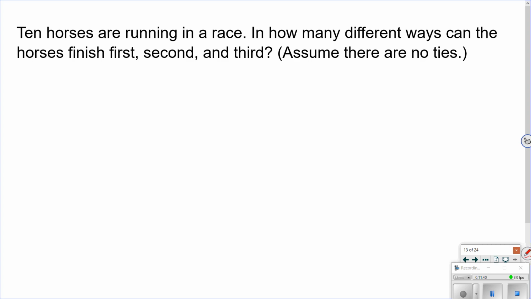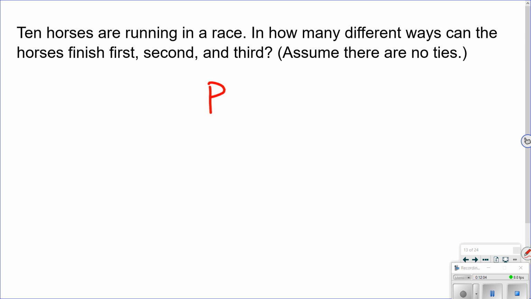If I have, I don't know, one horse named Fred and another horse named Joe, if it's Joe, Fred, first and second, that's different than Fred, Joe, first and second. So it does matter what order they come in. If you switch the order of the first, second, and third finish, it counts as a different finish. So this is a permutation. So since it's a permutation, we're going to use our formula.